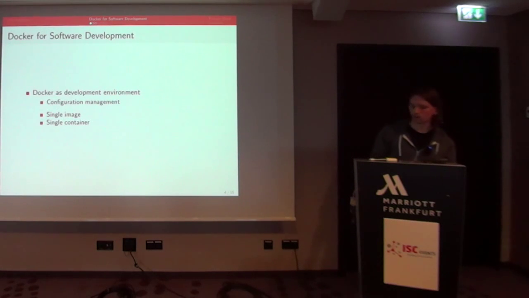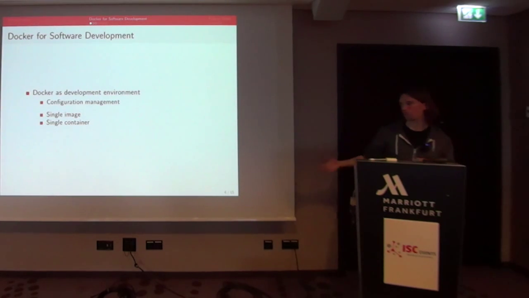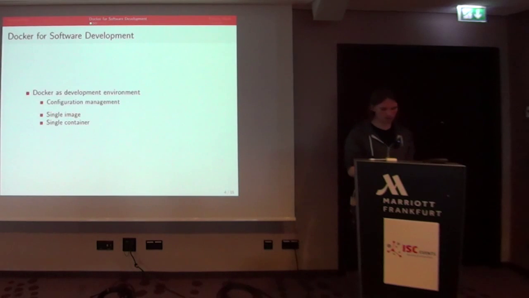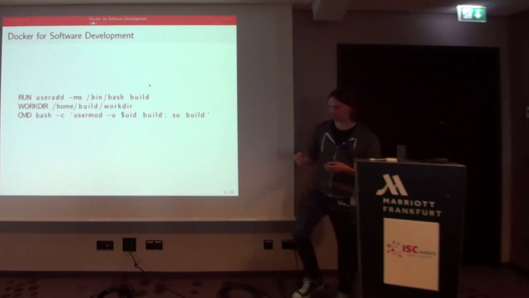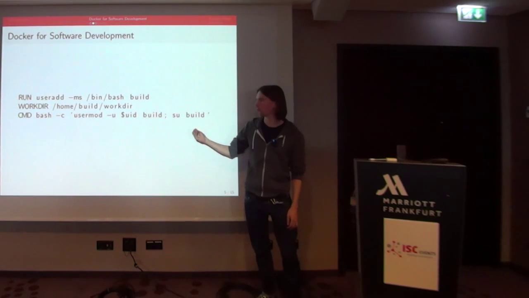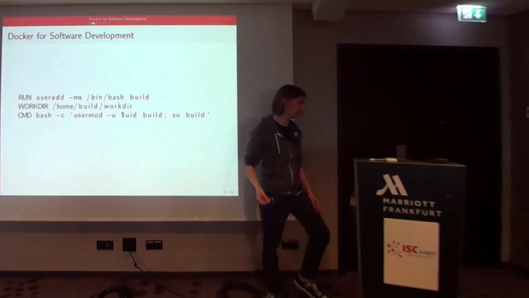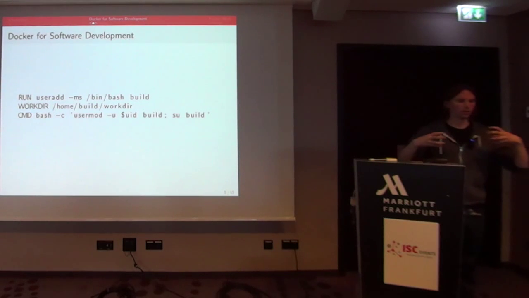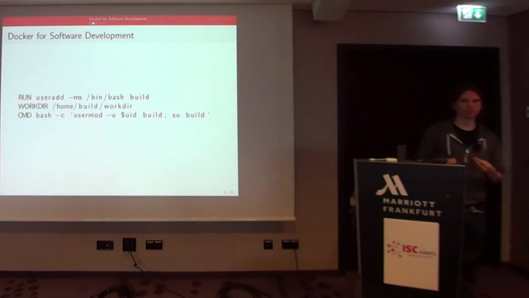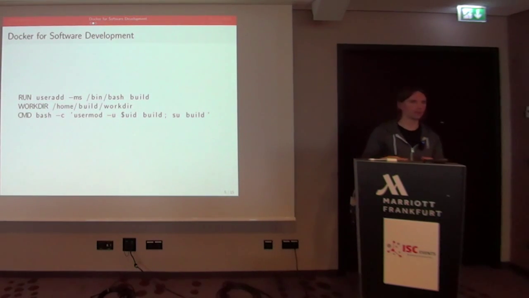So, Docker as a local development environment, you can use the configuration management aspect of Docker to have an environment set up that can build, run, and test an application. So you have just a single image and a single container. And the interesting part, a little trick I'm doing, is I add a user to the Docker image, just a build user, give it a work dir, and then when I start the Docker container, it gets a usermod for a certain UID and switches the user into the build user. So to solve this problem, when you are running a Docker container and you want to access your files on your local machine, you just set your current UID to the UID of the build user and you can access all your files without any conflicts.